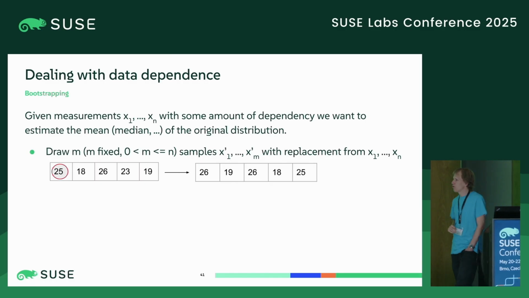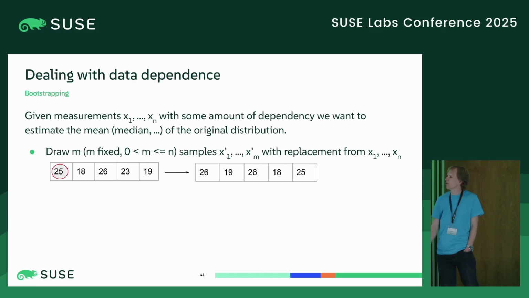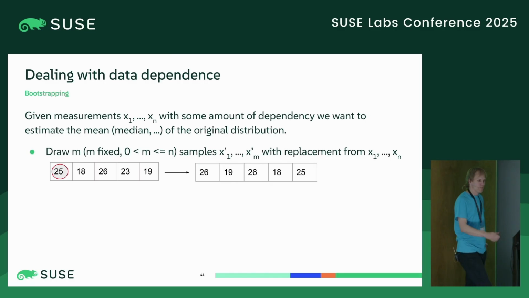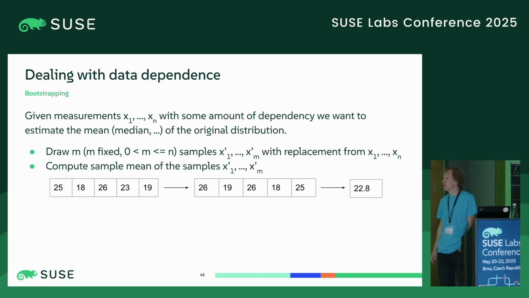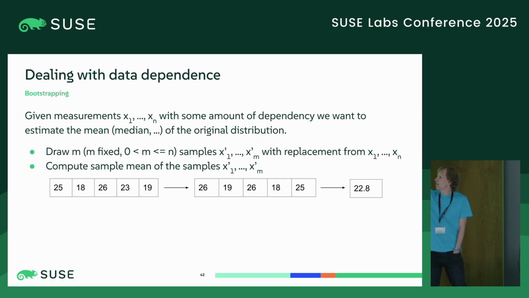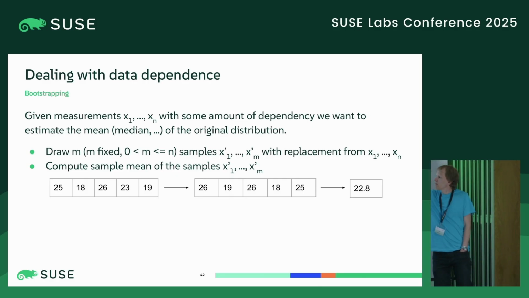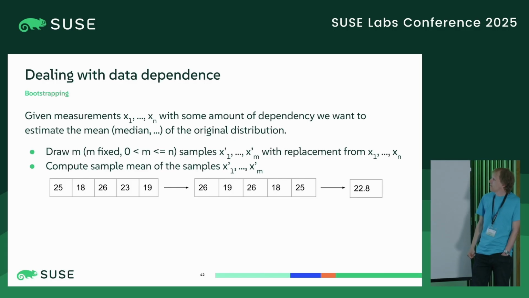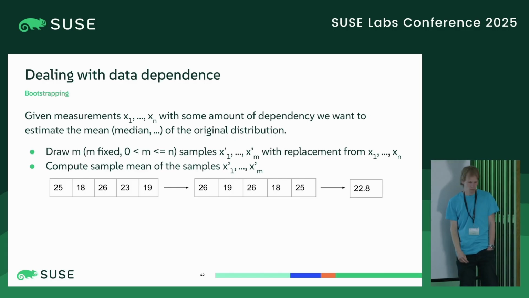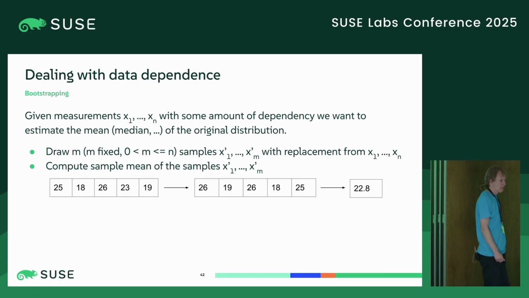So this is our new vector which we have selected from the original samples, and we compute the average from this sample. This method of random selection is called resampling, and the average of the resampled numbers is this one.